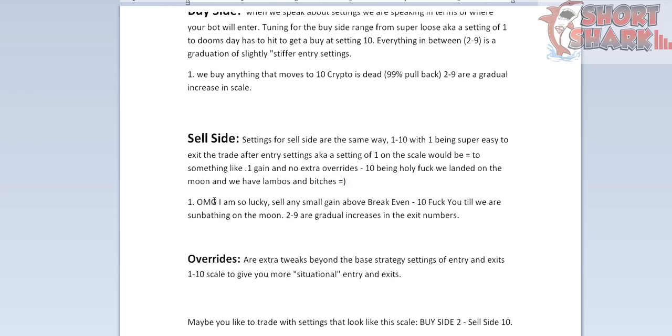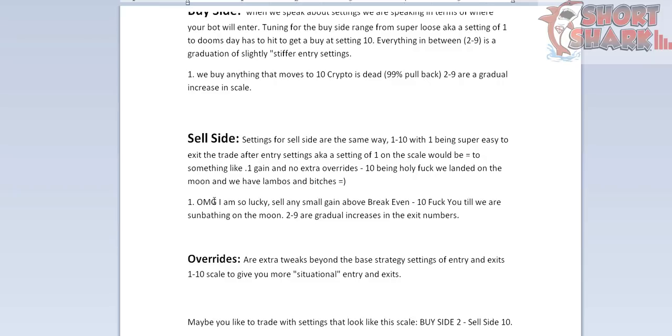And if you look at that, sell side settings are the same way, 1 through 10, with 1 being super easy to exit the trade after an entry. A setting of 1 on the scale would be equal to something like 0.1% gain with no other overrides. That's more advanced on StepGain, a little something extra you can get into. But right now we're just setting the buy and the sell exit for box 1. With 10 being like we landed on the moon, Lambos, like 100%, 200%, 1000% gain. A lot of guys get in here and tune that way. They tune super light to get in, and they tune like tomorrow we're going to be at 700,000 on BTC. You're just going to get bagged up. That's really not smart.